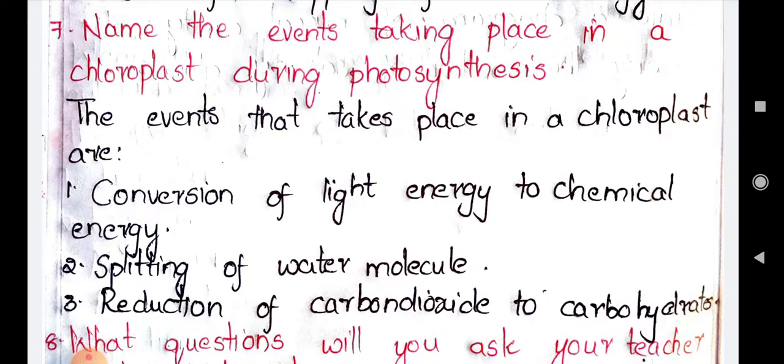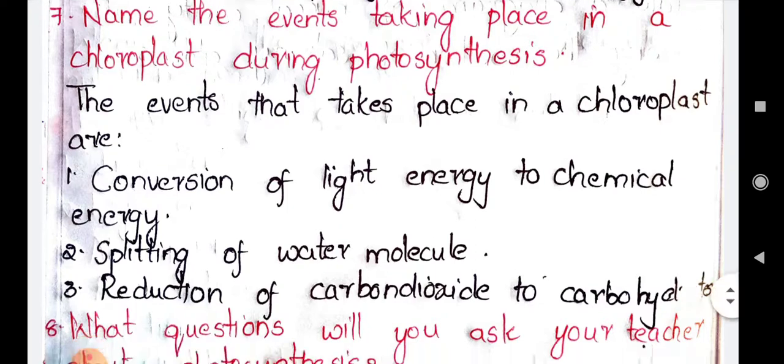The second point is splitting of the water molecule. In the previous video, we learned about the photolysis of water. Photolysis is nothing but the breakage or splitting of the water molecule into H plus and OH minus ions, which is called photolysis of water. That photolysis of water was observed by Robert Hill. So the second event that takes place in the chloroplast is photolysis of water, nothing but splitting of the water molecule.